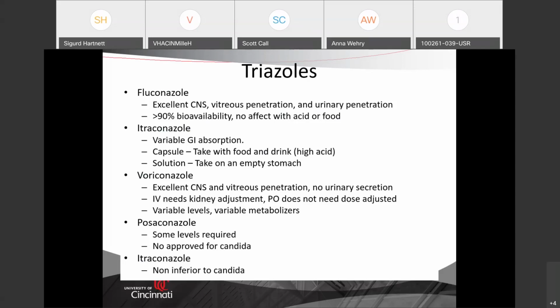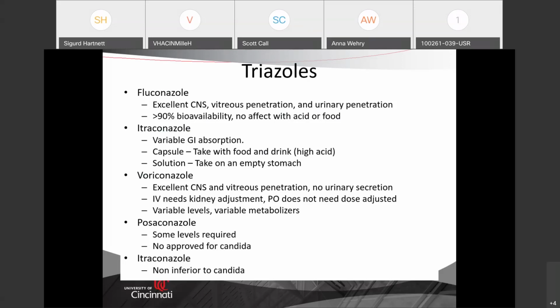Itraconazole is the next one up. Its key use is for the endemic fungi, and that's really what we use it for. The problem with itraconazole is that it has terrible variability in GI absorption, and whether you need to take it with food or drink depends on whether you take the capsule or the solution.